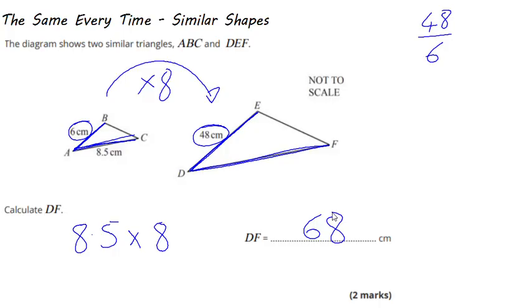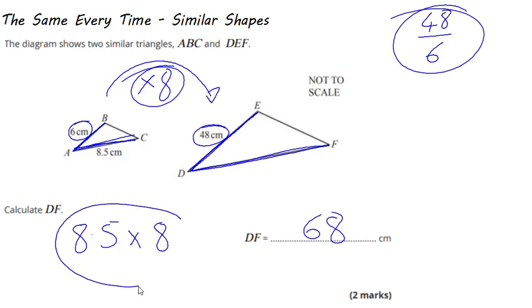We do want to get all of our marks for that question, so I would suggest in your method writing down your calculation for the scale factor, also writing down what the actual scale factor is, and also writing down the method for finding the side D to F in this particular shape. Let's look at another question.